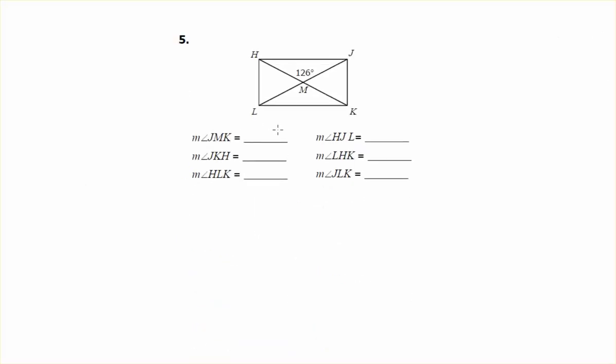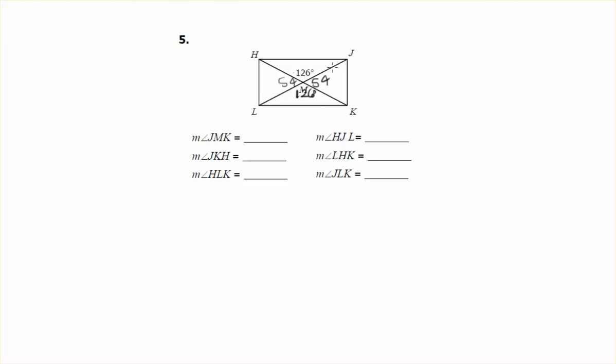Okay, so 5, I'm going to do the same type of thing. I'm going to try and fill in the information that I can figure out first. So if this angle up here is 126, I also know that where this M is written is also 126. And if you think back to problem 3, this angle right here is supplementary with 126, so I can subtract 126 from 180, and I get that measurement is 54.